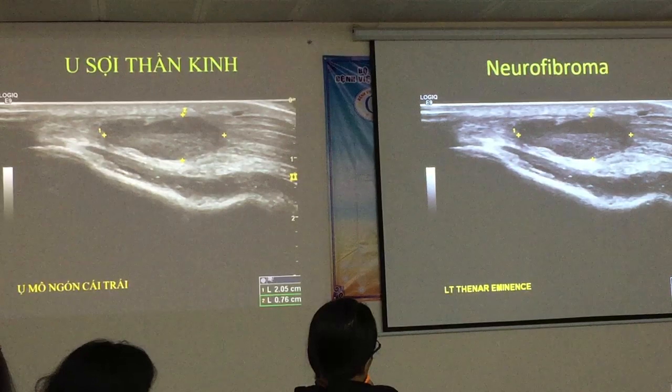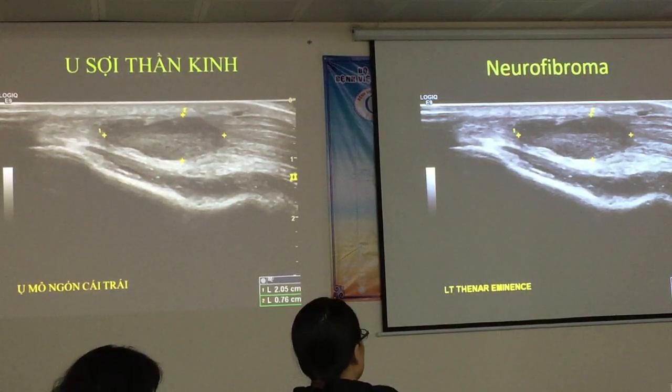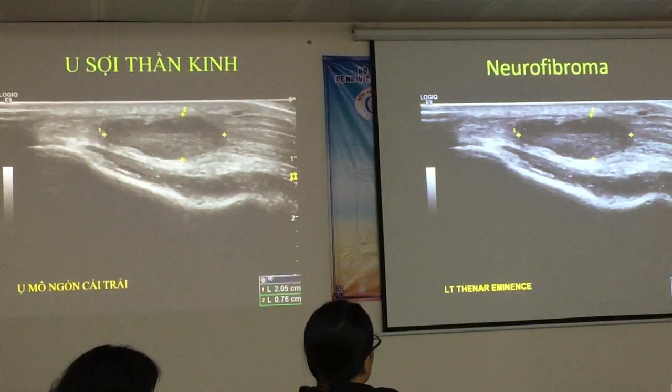Commonly we're asked to look at lumps in the wrist as well. So commonly it's going to be a ganglia, but we need to also be mindful of neuromas.